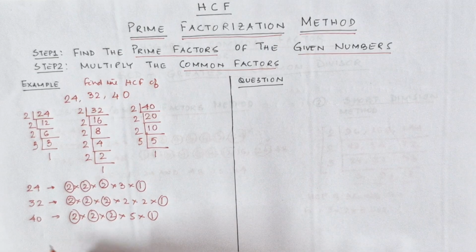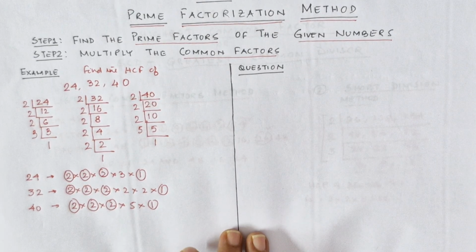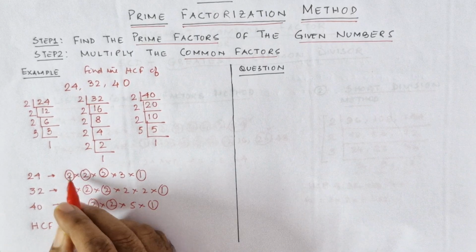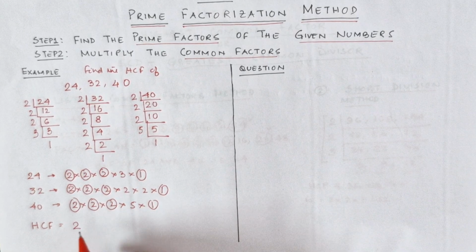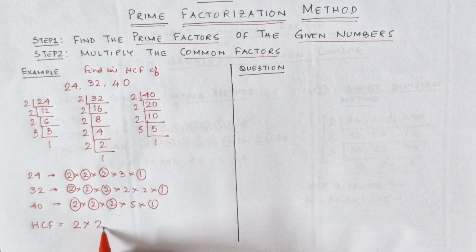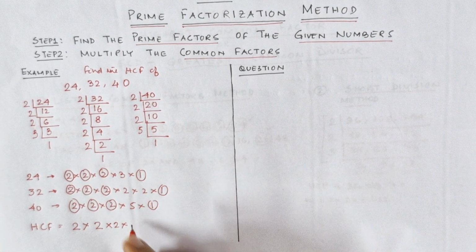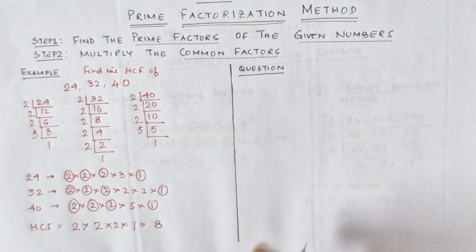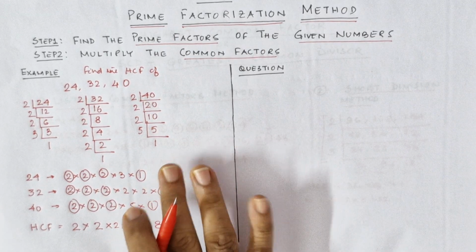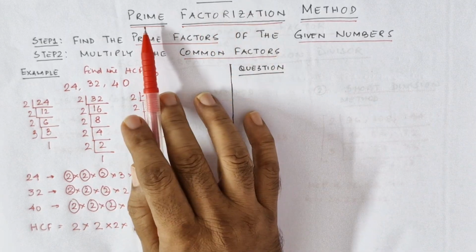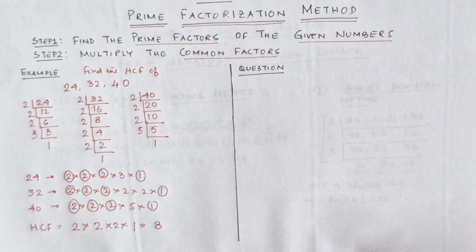So what do you need to do? To find out HCF, this 2 multiplied by this 2 multiplied by this 2 multiplied by 1, so that is 8, right? So this is the easiest way of finding out the HCF by prime factorization method.